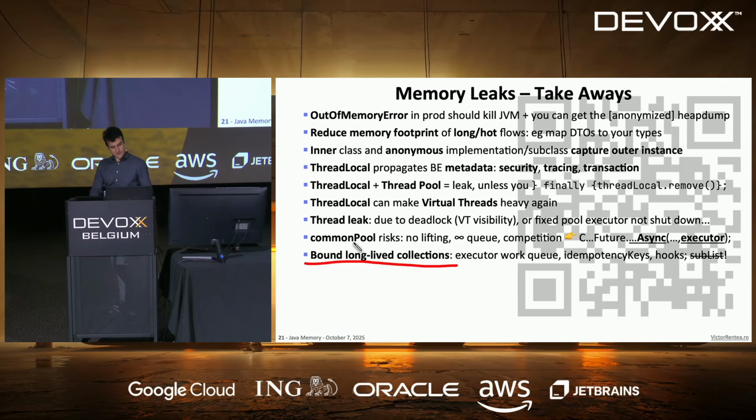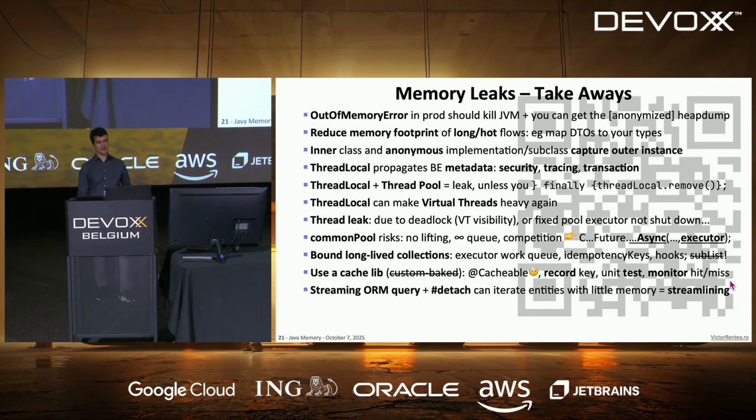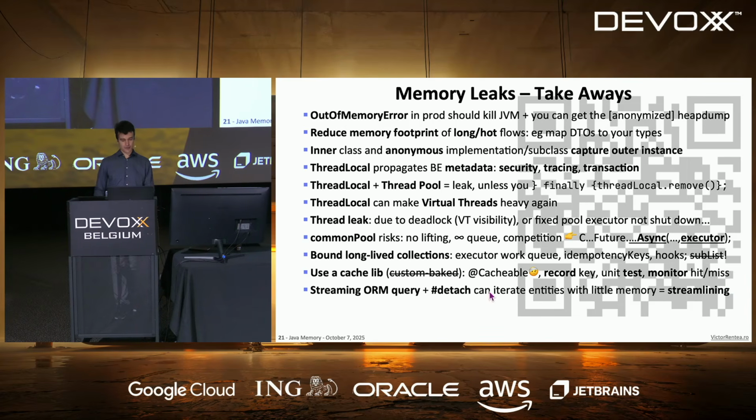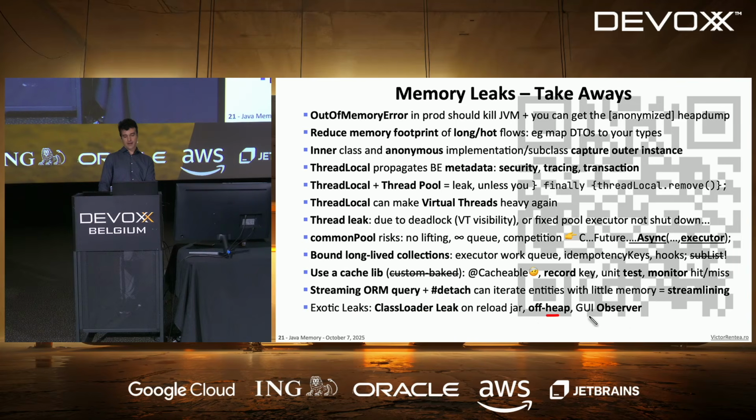And long collections should be bounded. Executor work queue, idempotency key, hooks, that's what we saw. Sublist, brother. Use the cache lib, don't bake your own. Cacheable can be too magic to use. And your keys should be records, therefore immutable with hashCode and equals. Unit test them and monitor hit and miss in production. Streaming ORM queries can traverse a lot of data, but don't forget to detach. We saw some exotic leaks like this.